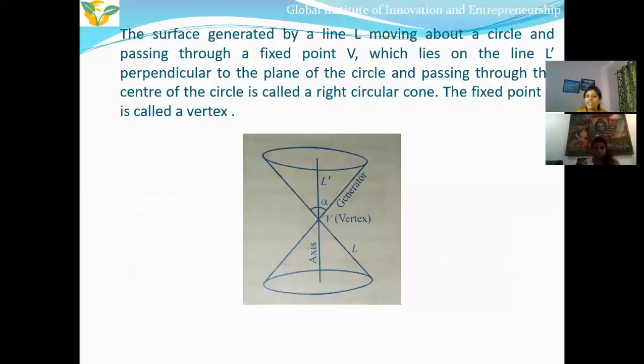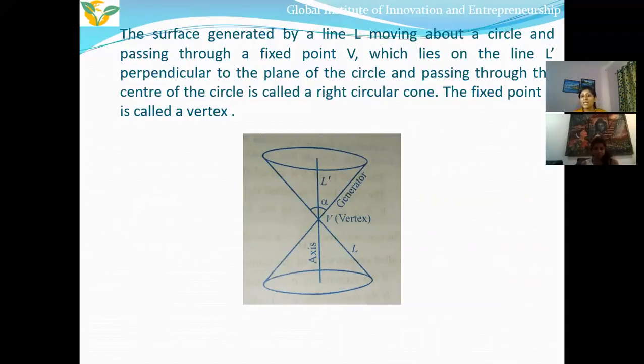Next comes the vertex, how we get this proper cone. Suppose we take an A4 size sheet and roll it into a proper half cone. Mathematically we name a few terms here: a surface generated by the line L moving about a circle and passing through a fixed point B, and that point B we always take to be the vertex of the cone. The line L dash perpendicular to the plane of the circle and passing through the center of the circle is called a right circular cone.